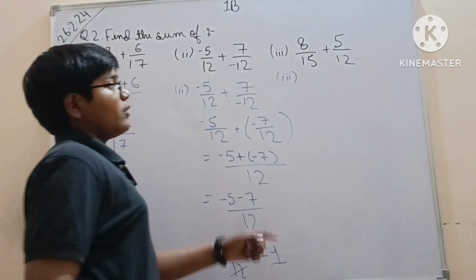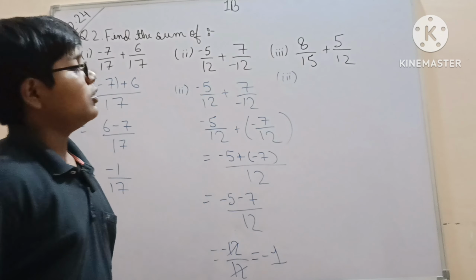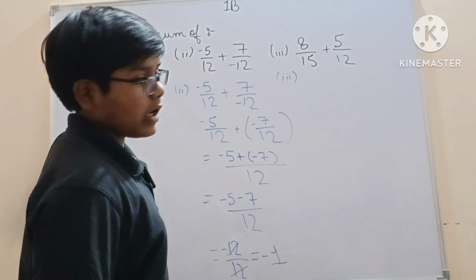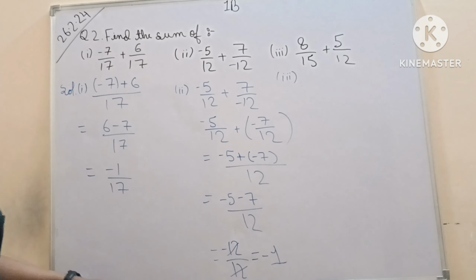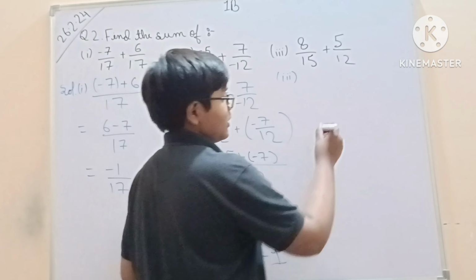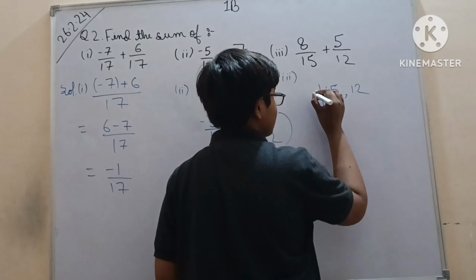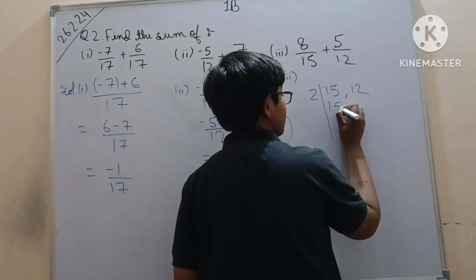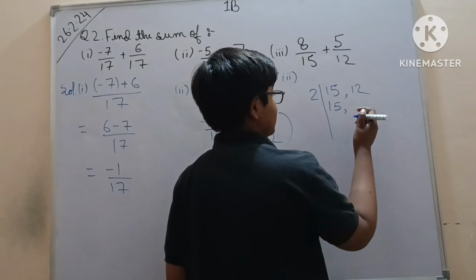Now in the third part, the denominators are not the same, as you can see, 15 and 12. So we have to take out the LCM of these 15 and 12. The LCM of 15 and 12 we will take out here. 15, 12. First we will divide by 2. 15 cannot be divided by 2, so 15 will be transferred as it is down.